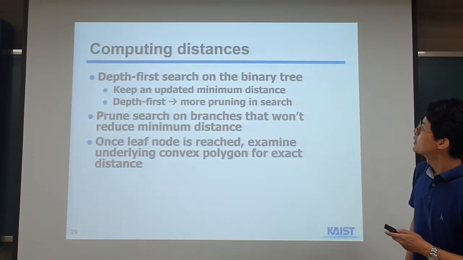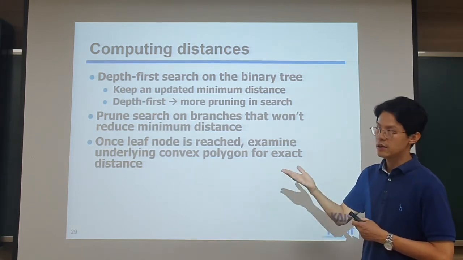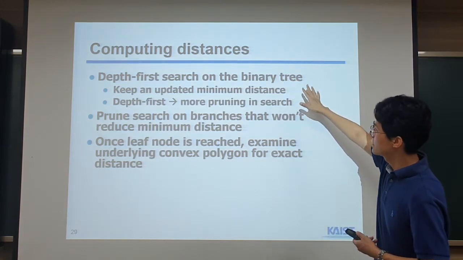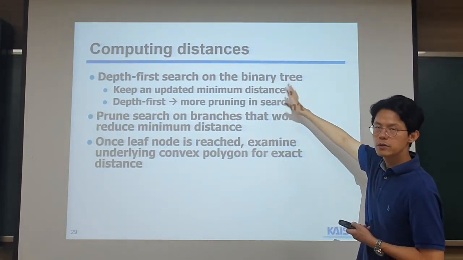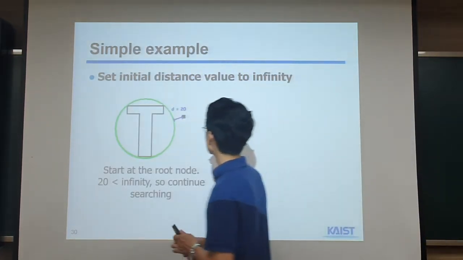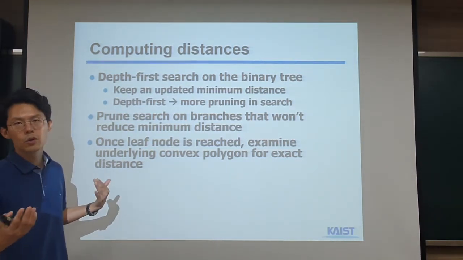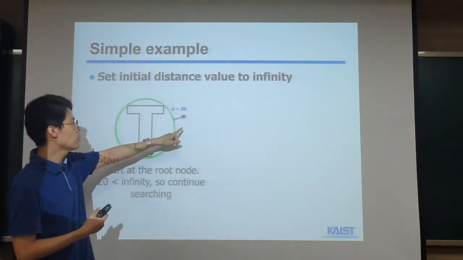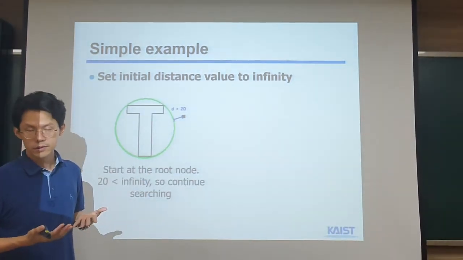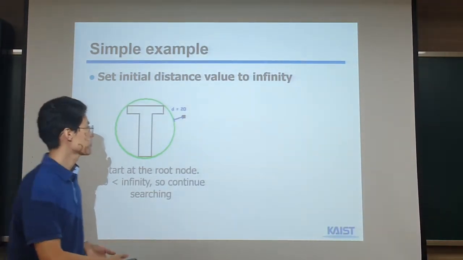Okay. So far I talked about using the bounding volume hierarchy for collision detection. But the same technique can be used even for computing distance. Here also we can use the bounding volume hierarchy, and we can do the traversal on the tree. Let me show you this simple example. Here we want to compute the distance between this point and this object. Initially we don't know the distance, right? So we initialize the distance as infinite.